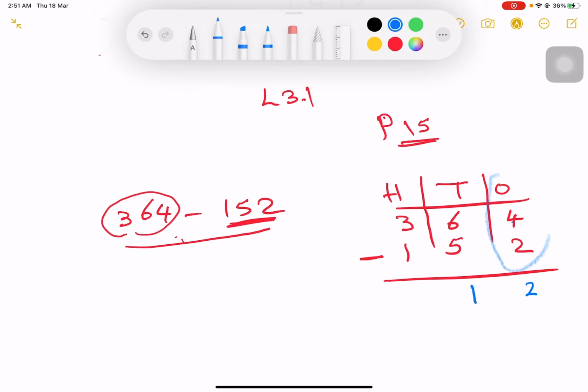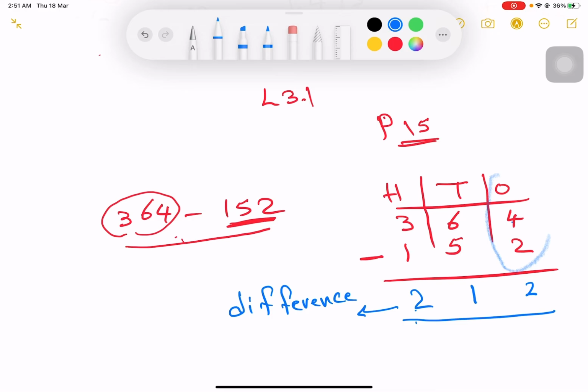In the hundreds, you have 3 hundreds. Cross 1, it is 2. So what is my number? It is 212. We call this answer the difference. When you subtract two numbers from each other, the number you get, we call it difference.